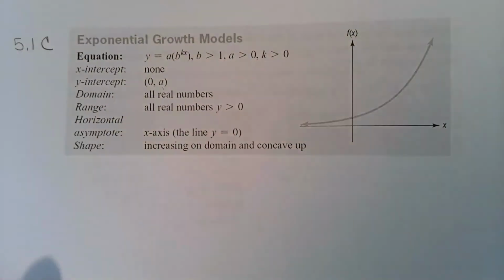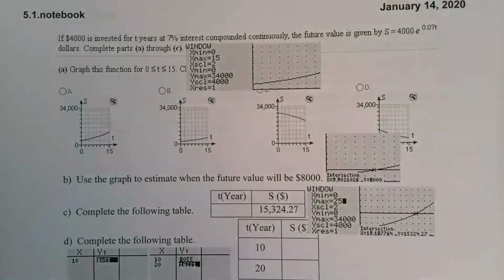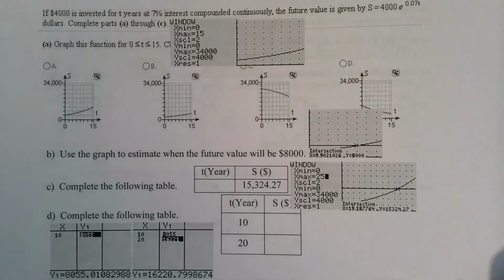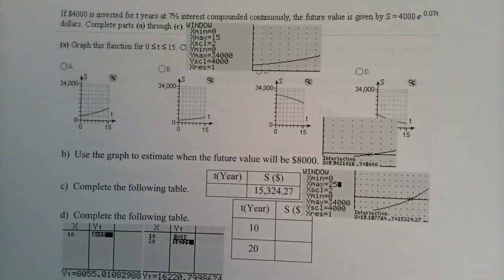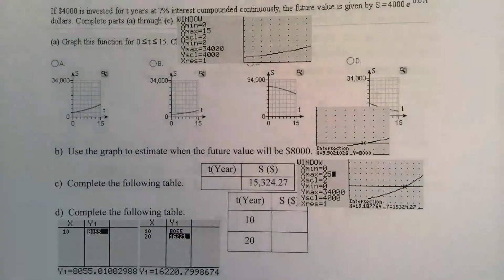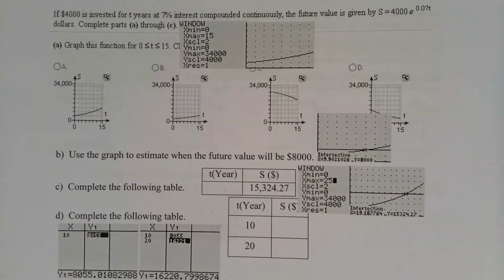Now let's look at an application that deals with exponential growth. We have talked about these applications before, but this is a compounded interest problem. We've got $4,000 invested for t years at 7% continuously compounded interest. The future value is given by this equation: S equals 4,000 e to the 0.07t power. Complete parts A through C.